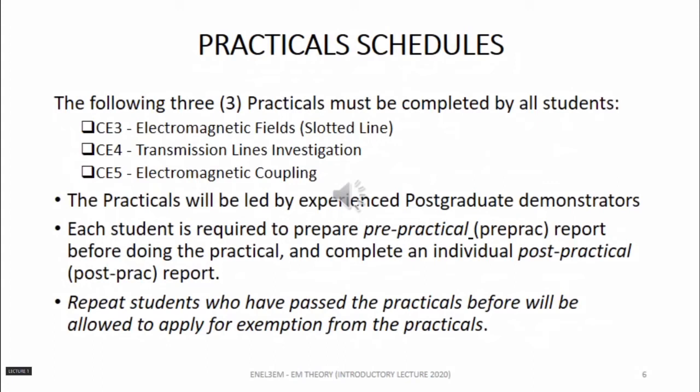Thereafter, we'll also use the slotted line to determine the guide wavelength. Of course, the guide wavelength is different from the free space wavelength, because the guide wavelength is determined in this case in a guided wave. I'm sorry, in a waveguide, and we'll find that the guide wavelength and the free space wavelength are different. So we'll determine that at various frequencies of operation.